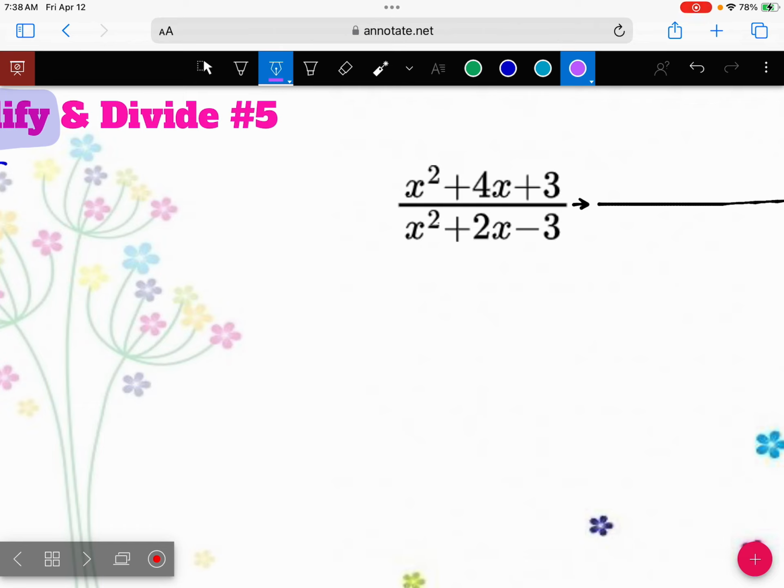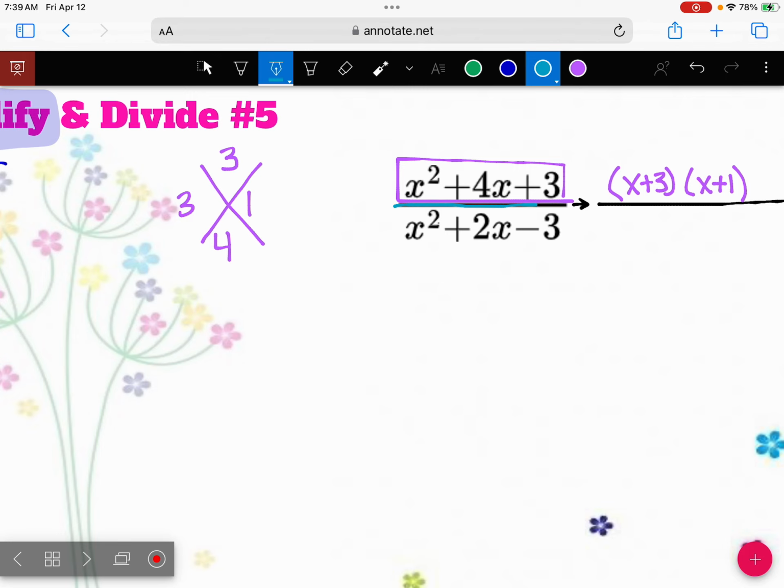So this is number 5. I'm going to look at my numerator here. I don't have an a value, so I can just use my frame. I need a pair of numbers that multiplies to be 3 and adds to be 4. 3 and 1. So our factors here are x plus 3 and x plus 1.